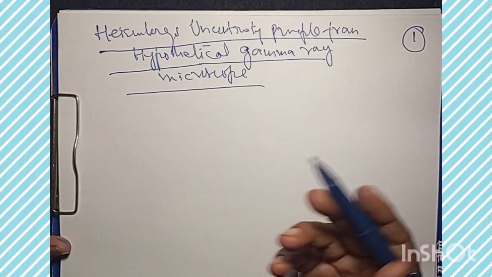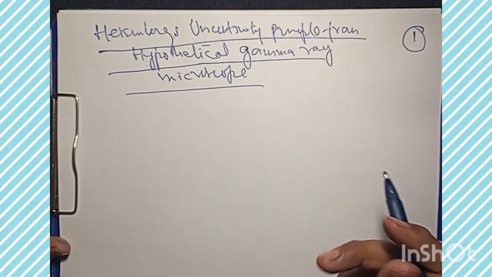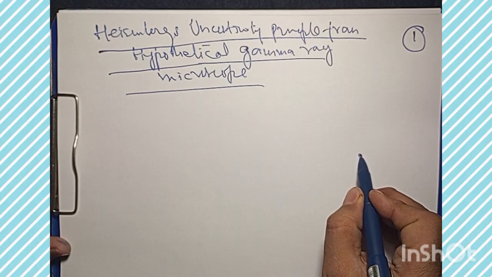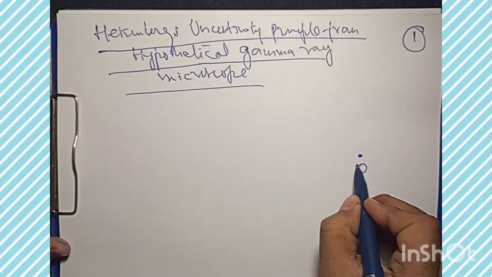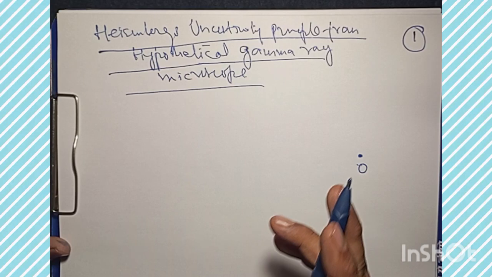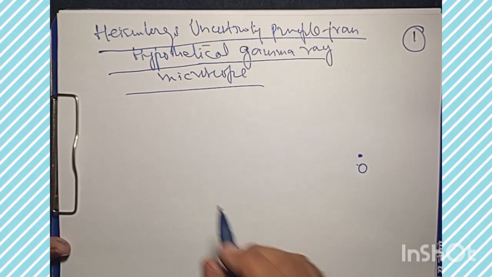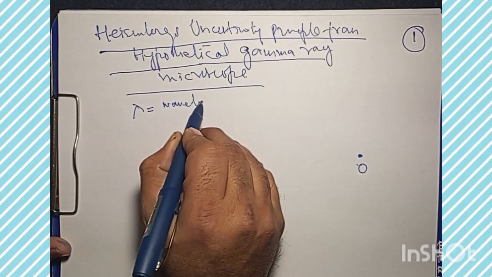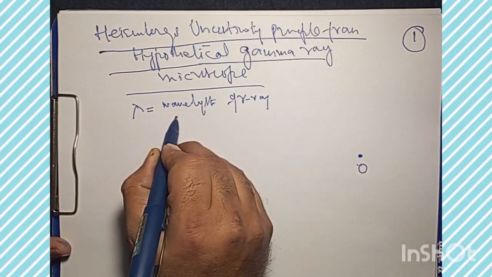And this method was suggested by Bohr, but it was fully developed by Heisenberg himself. And what is this all hypothetical idea about? It is that we have an electron. Let us assume that electron is here at this point, and let me call this point O. This is an electron, and lambda is the wavelength of the gamma ray that we are using here. So lambda is the wavelength of the gamma ray photon.